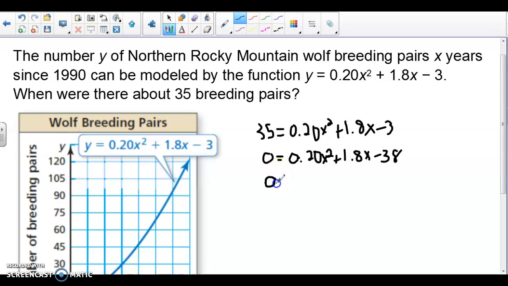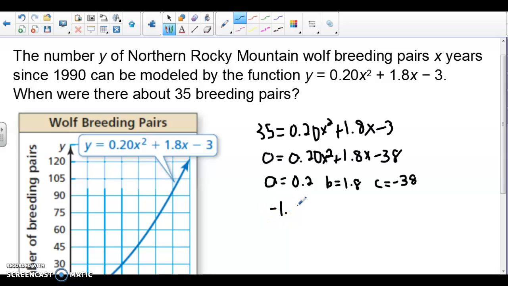So now we have an a value, which is 0.2, a b value of 1.8, and a c value of negative 38. So let's go ahead and plug this stuff into the quadratic formula.